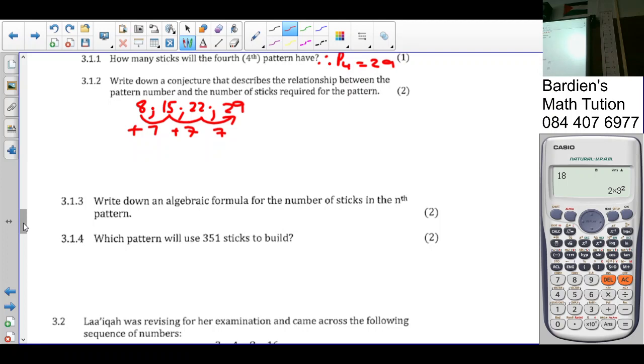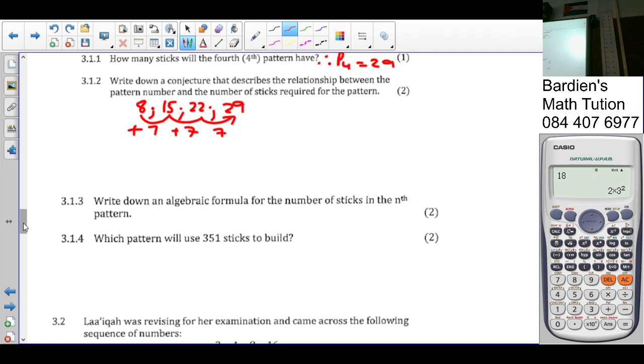Which means if you start off with 8 and then add 7 to the previous term, it's going to be 8 plus 7, which is 15. Add 7 to the previous term is going to give you 22, and so on and so on. Does it make sense? So we're starting off at a point, and what we're adding or subtracting all the time is your common difference. So you write that in words. As I said, your conjecture is basically the general term in words.